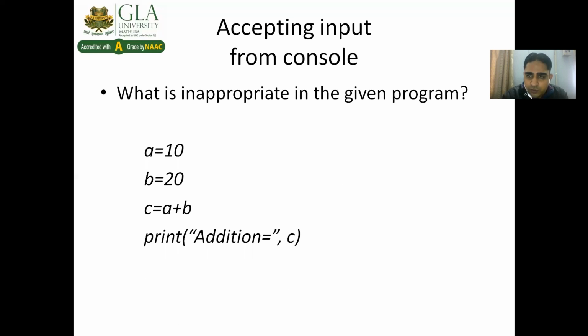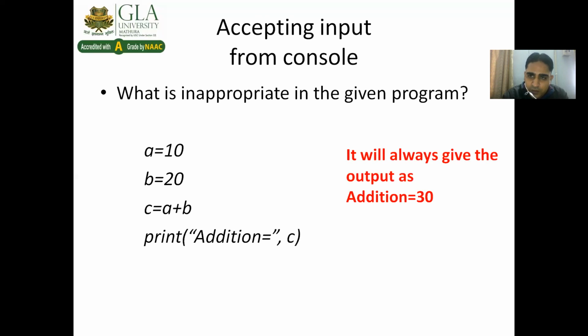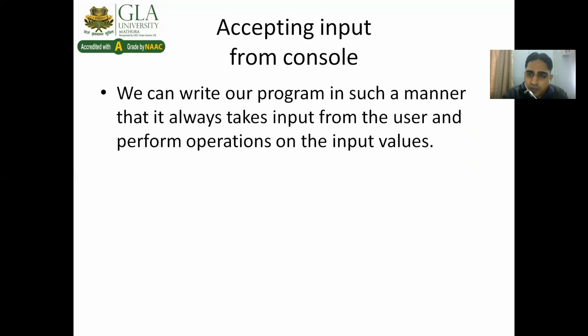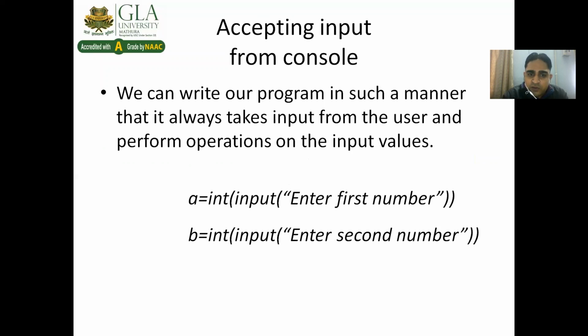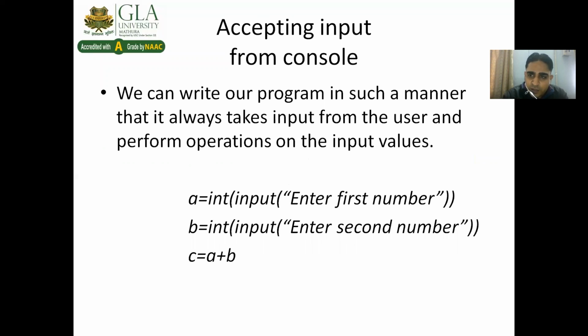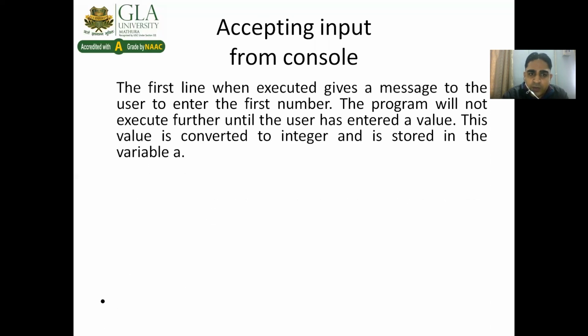What is inappropriate in this program? This program has some inappropriateness, and what is that? It is always going to give us the same result, which is 30, right? Because A is 10 and B is 20. So it is better that we take the input from the user. And as we saw in the previous slide as well, by using the input function we can take the input from the user. So this program is much better as compared to the previous program, because this program has actually taken input from the user, and it will always be giving us different output based on what values the user has given as input. So it is a better part.